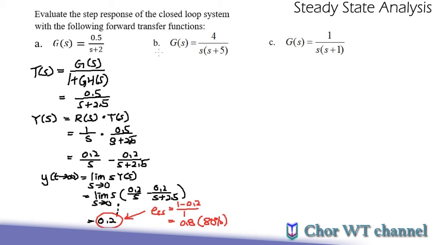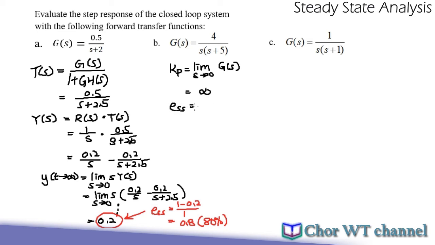Okay, so let's move to the second example. G(s) equals 4 over s multiplied by s plus 5. In this example, I'm going to use a different approach by applying a formula. Firstly, the formula requires us to find our static positional error constant, Kp, which is equal to the limit as s goes to 0 of G(s). And in this case, very obviously, after substitution, we can know that my Kp will be infinity.